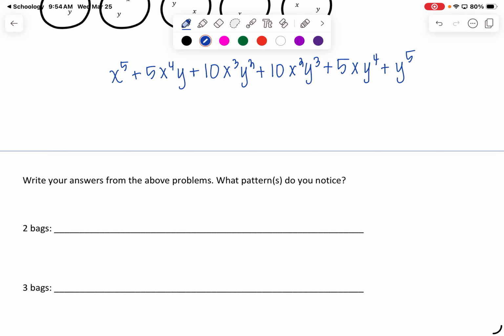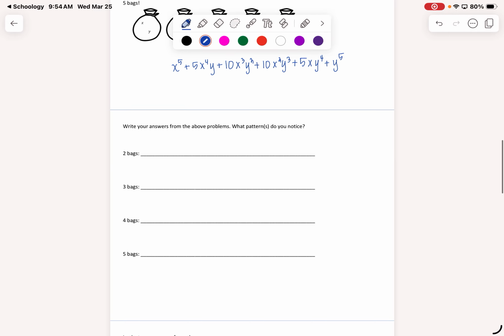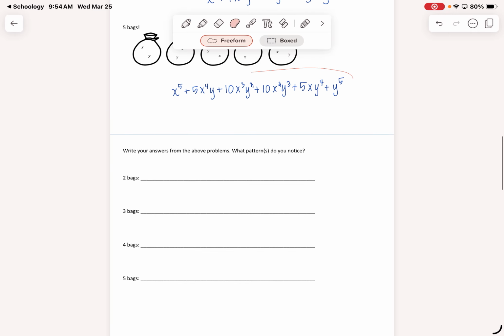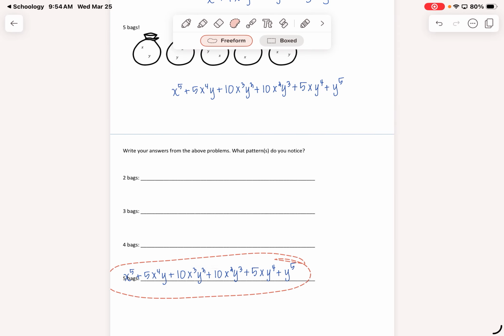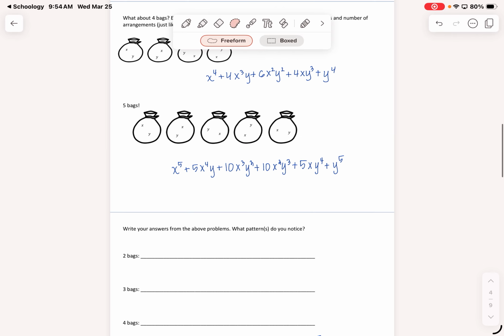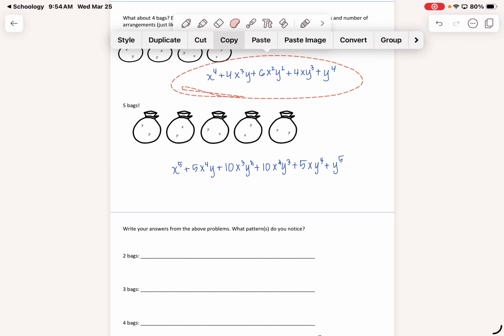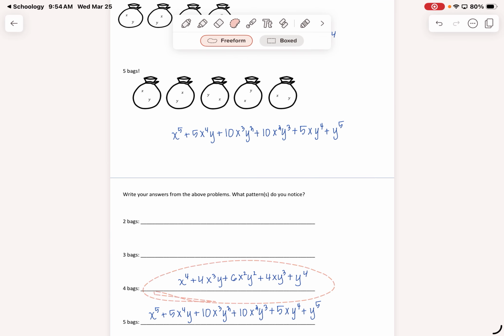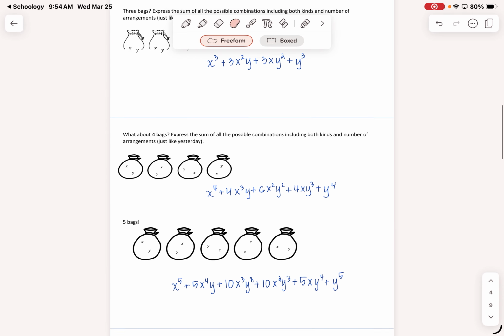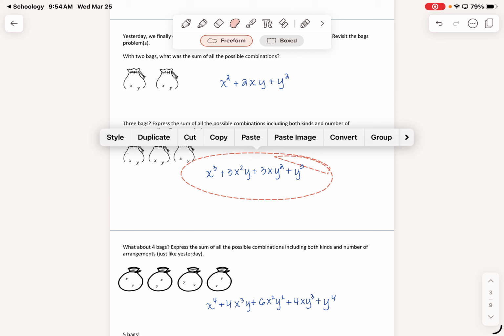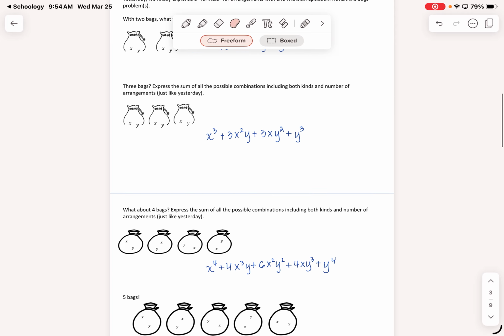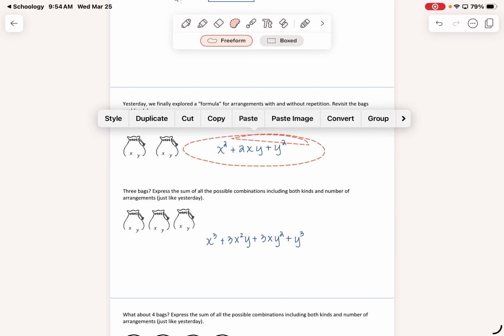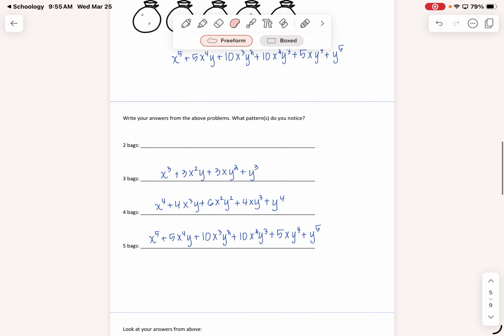You should be seeing a pattern here. So let's actually take these and put them all here, back to back, so you can see them all. So here's 5 bags, and here was 4 bags. Copy, paste, just so that they're all on the same page so we can see the pattern if you didn't recognize it yet.